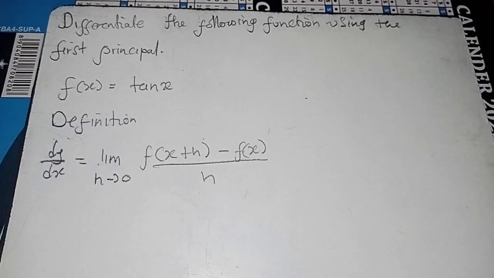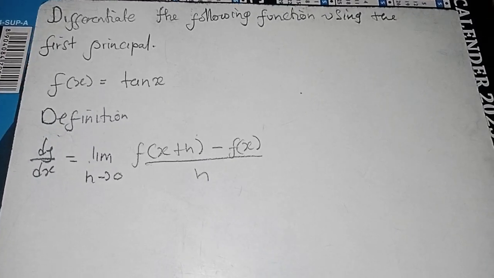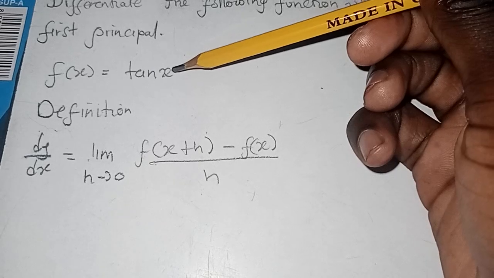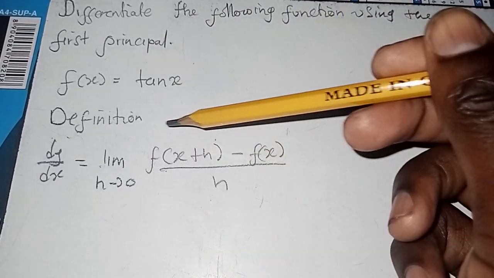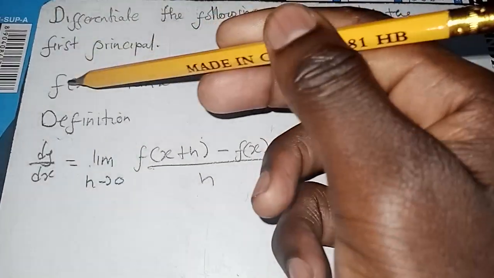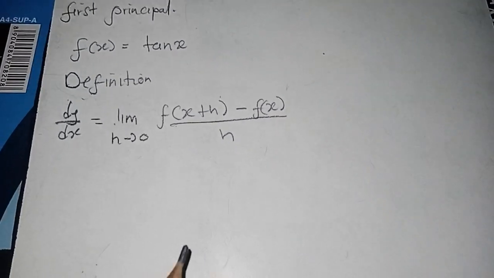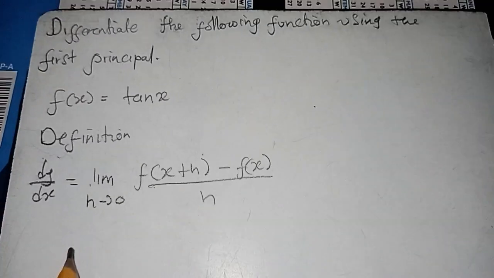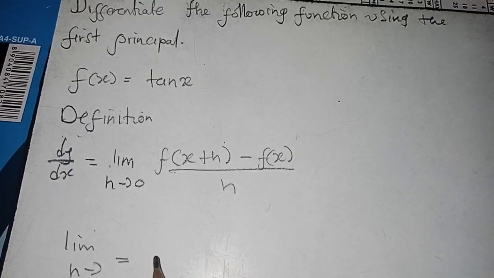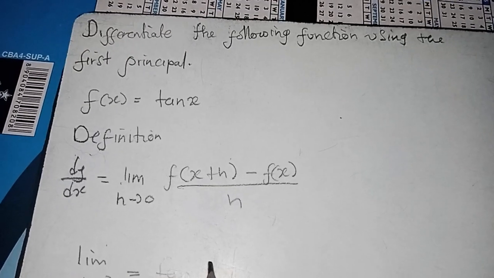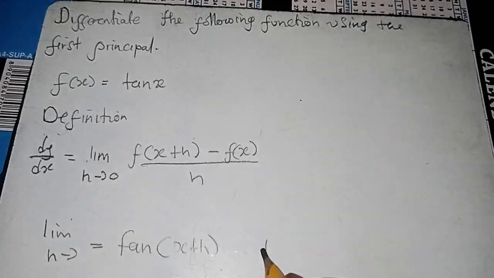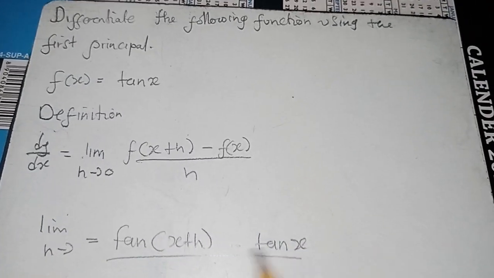We're going to do the same thing we did in the previous video. We've got the function tan x, so we're going to replace wherever there's x in this function with f of x plus h minus the original function, which is tan x, divided by h. So here we go. We're saying the limit as h approaches 0 is equal to tan(x plus h) minus tan x over h.